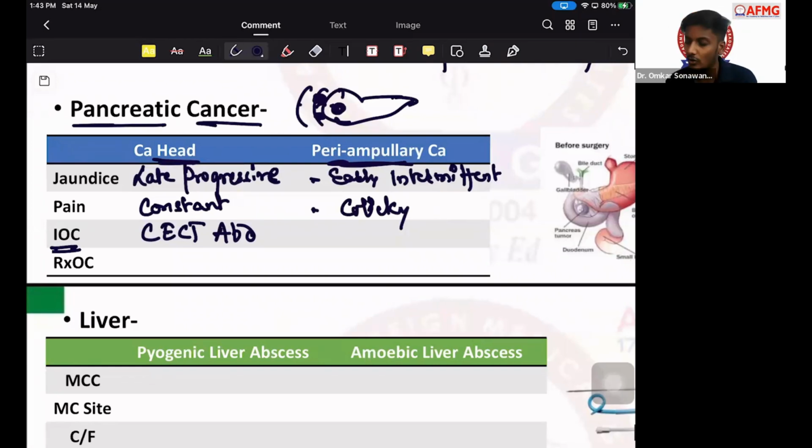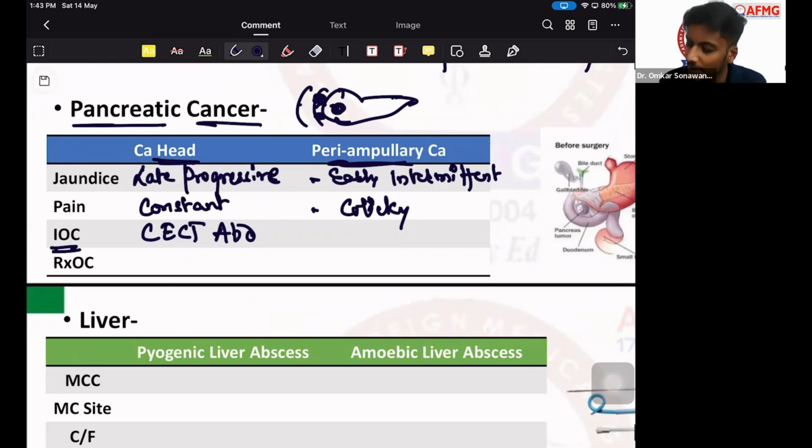All of this is removed together, and then we perform a hepaticojejunostomy, a pancreaticojejunostomy, and a gastrojejunostomy. Remember what all we will do: hepaticojejunostomy, pancreaticojejunostomy, and gastrojejunostomy. Then that is what is called a Whipple's procedure.